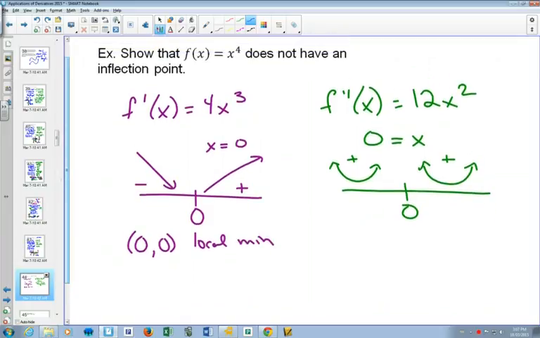Okay, now how do we write this out? How do we use what we've shown here to make a statement so that we can convince someone that we know that there's not an inflection point?